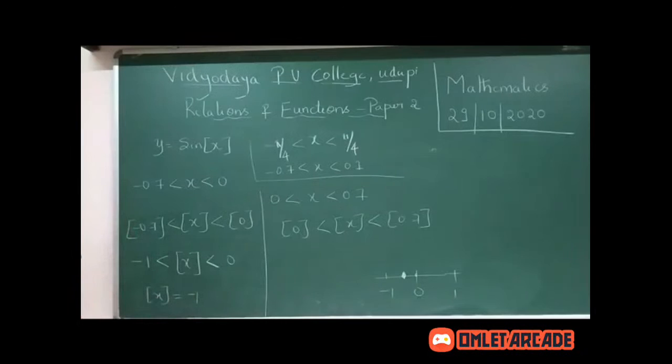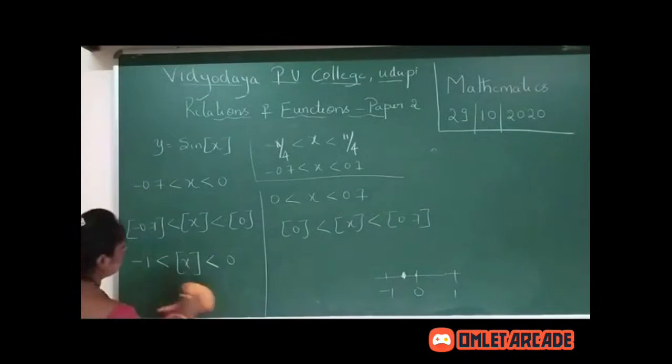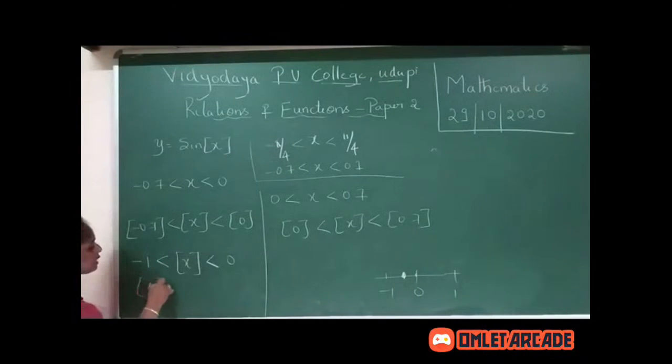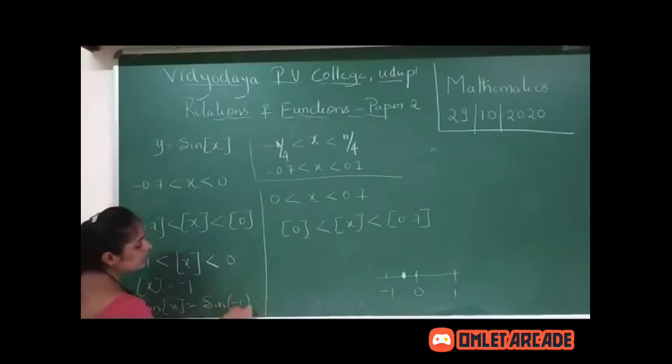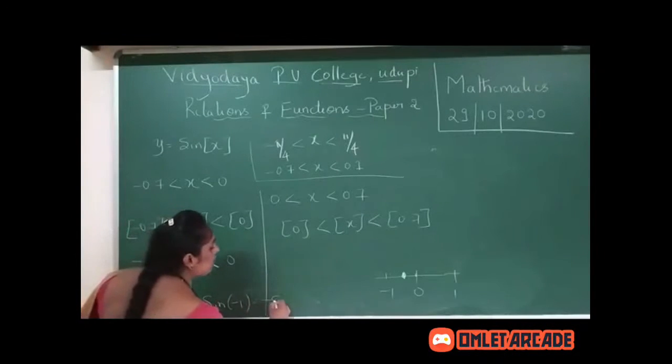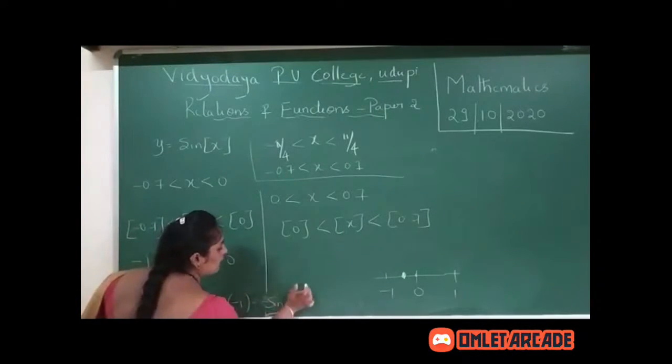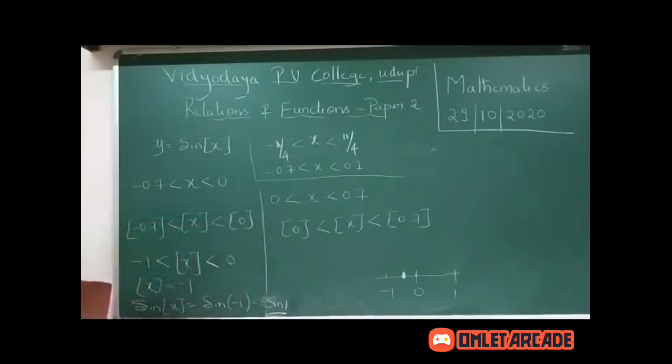Okay. But what do I want? Sin of greatest integer x. See here, greatest integer x will be minus 1. But I want sin of the greatest integer. So sin of greatest integer x will be sin of minus 1. What is sin of minus theta? It is minus sin theta. So this will be minus sin 1. Minus sin 1 is one of the values of the range.